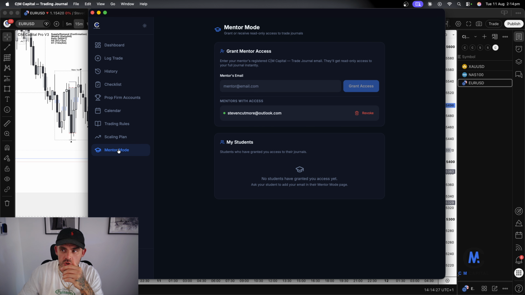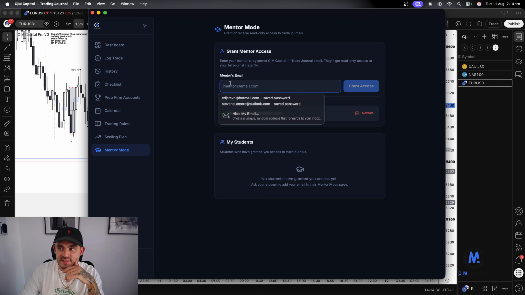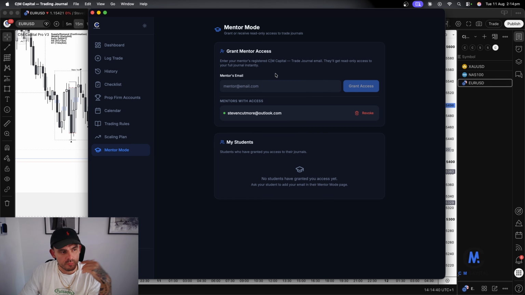And then mentor mode, which is really cool. So if you have a mentor, you can get them on the account. So get them to sign up to the trading journal, add their email into here. Once the email has been added and you've granted them access, they can then log in and they can see all your data. They can see your trades, your data, what you're doing right, what you're doing wrong, and obviously they can speak to you in Discord or phone you or whatever they do to communicate with you, and they can discuss your trading journal, which is a really cool feature. So that's good for mentors and students.